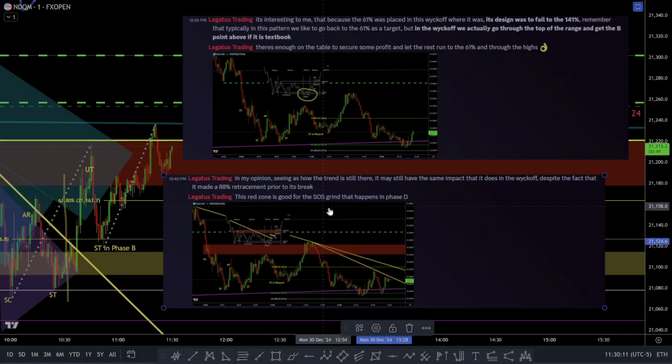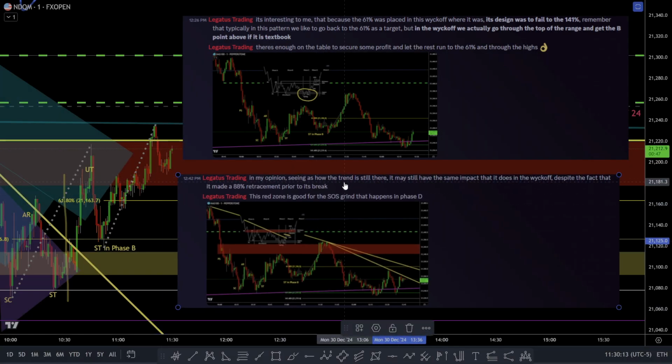And then, in my opinion, seeing as how the trend is still there, it may have the same impact that it does in the Wyckoff, despite the fact that it made an 88% retracement prior to its break. This red zone is good for the SOS grind that happens in phase D. So that SOS grind that happens up there, I drew little red zones to show where the red zone is and how the trend breaks to the red zone to get us going to that sign of strength, where we grind the red zone like we're kind of doing right now.